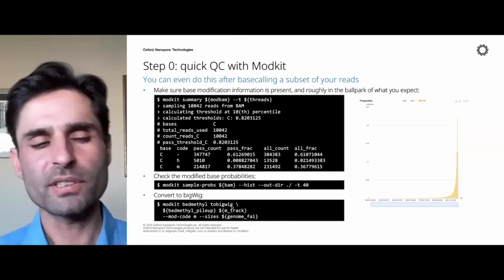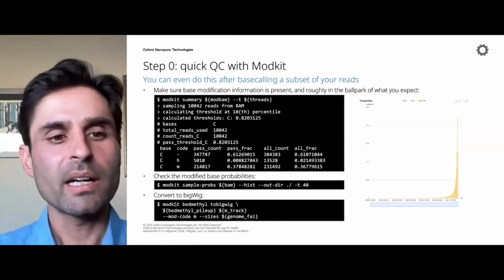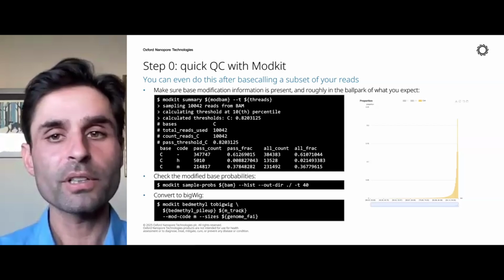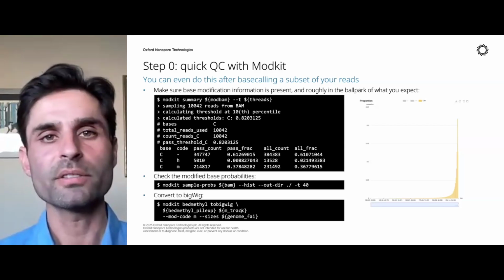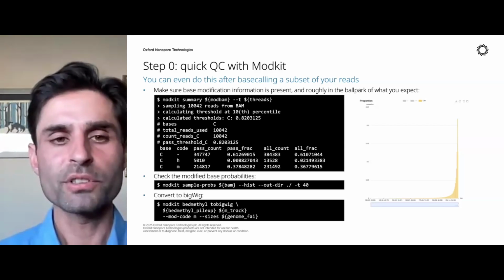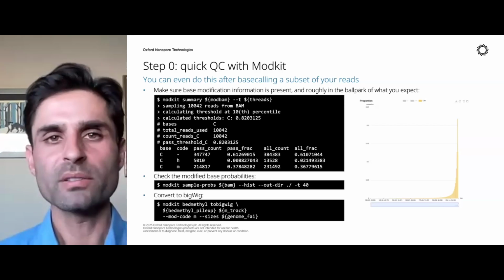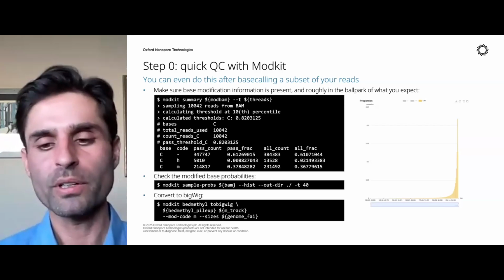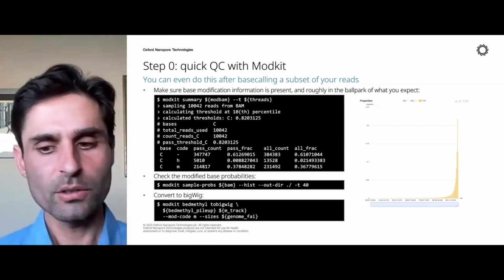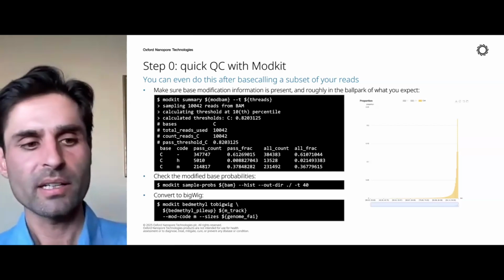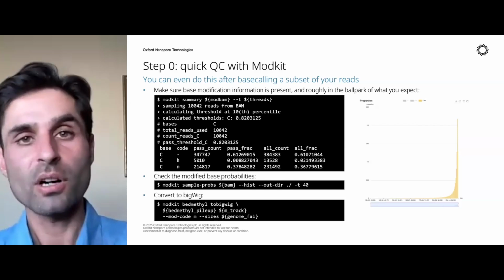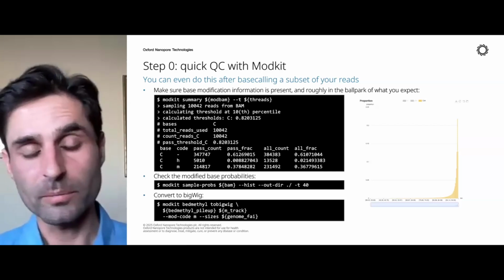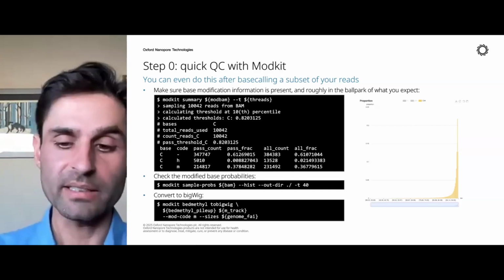Skipping ahead just a tiny bit, you can convert your methylation calls into a bigWig format, which is usually the preferred way to look at continuous histogram-like data on the genome. If you're looking at a genome browser, you can make a track that has the 5mC calls as a function of the genomic position. So that's kind of handy.